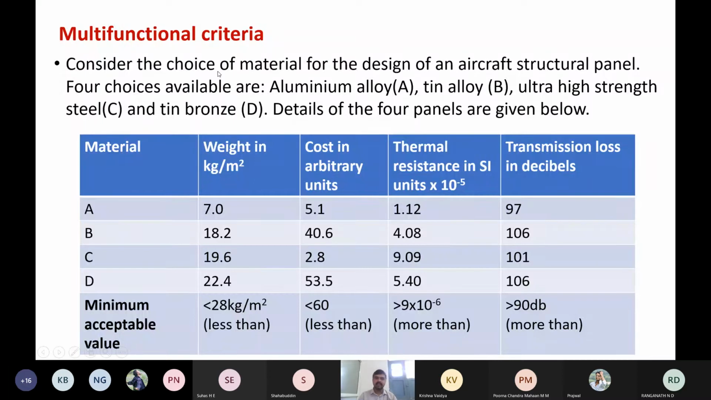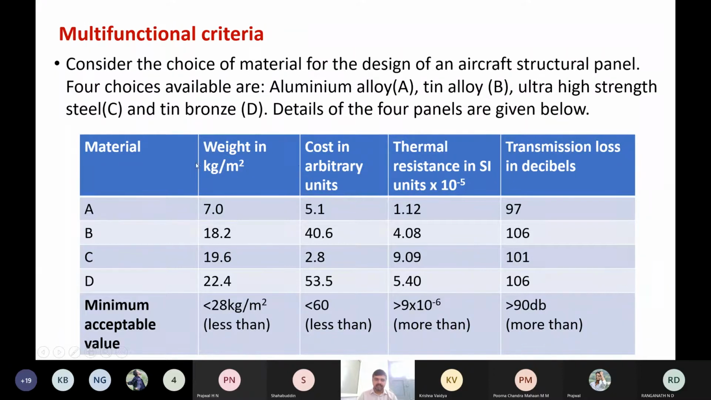Consider the choice of a material for the design of an aircraft structural panel. Four choices are available, that means four materials. You can make this aircraft panel using any of these materials, and you are evaluating which is the best one. One material is aluminum alloy, which we consider as A, tin alloy as B, ultra high strength steel as C, and tin bronze as D. These are the four materials available to make the aircraft panel.